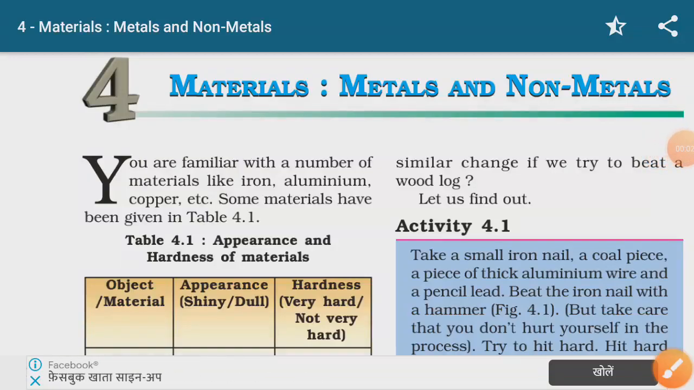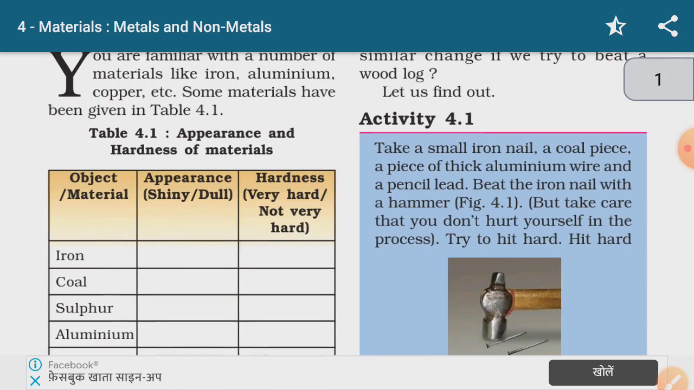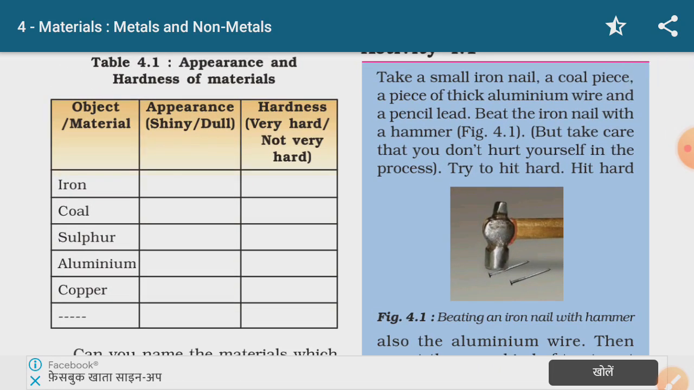Good morning, students. Today we will revise the physical properties of metals. You can see in table 4.1 different materials have been shown like iron, coal, sulfur, aluminum and copper. Now we have to divide them on the basis of their two properties, that is appearance and hardness.